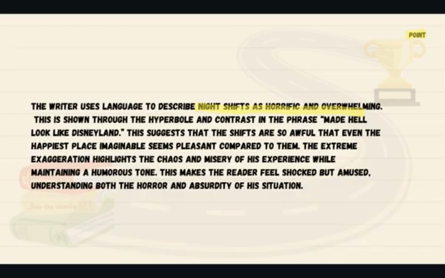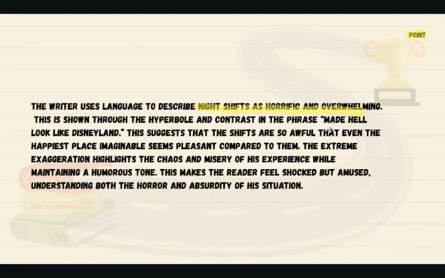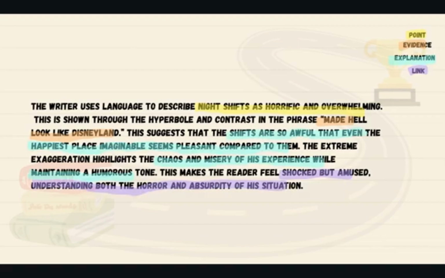Here, let's have a look at analysing it for point, evidence, explain, link. In yellow, where it says night shifts are horrific and overwhelming, that's an example of our point in this question. The orange here is the quote, made hell look like Disneyland. Blue is my explanation in this paragraph, and purple is my link back to the focus.